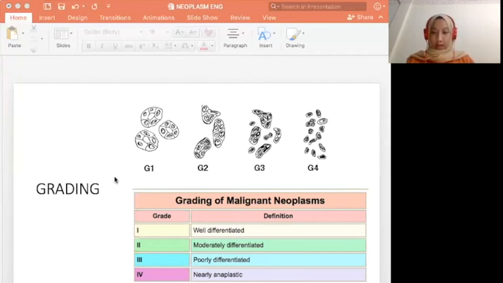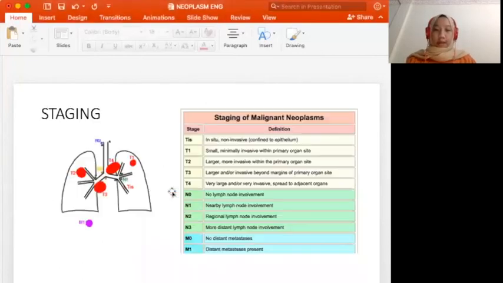As you can see here, a well-differentiated neoplasm is composed of cells that closely resemble the cell of origin, while poorly differentiated neoplasm have cells that are difficult to recognize as to their cell of origin. And next, their staging. So the most common system for staging employs the TNM classification. T-score is based upon the size or the extent of invasion, N-score indicates the extent of lymph node involvement, and M-score indicate whether distant metastases are present.